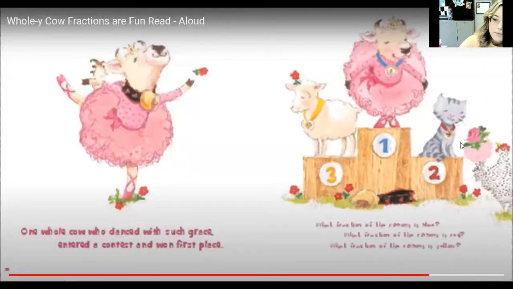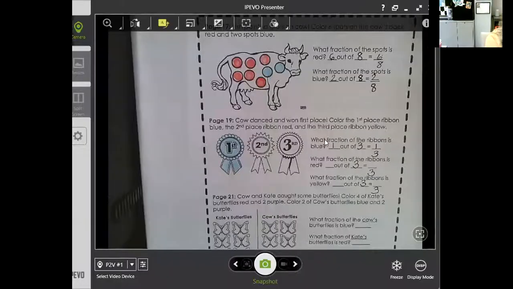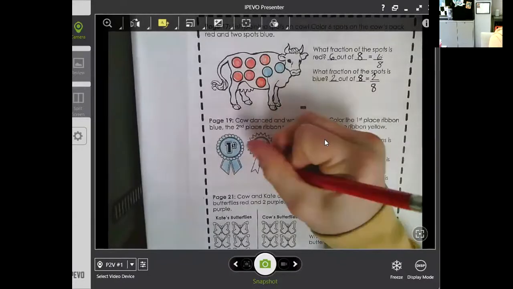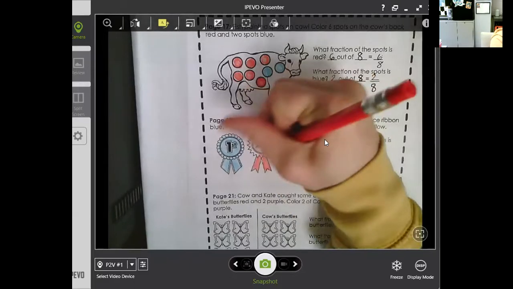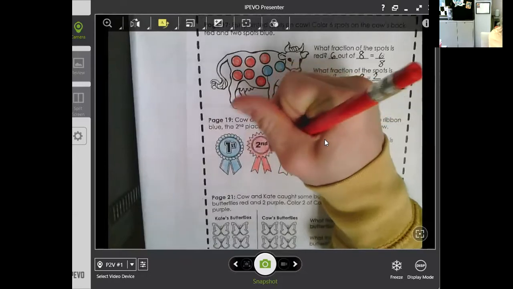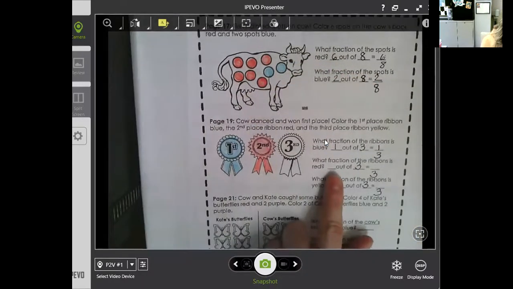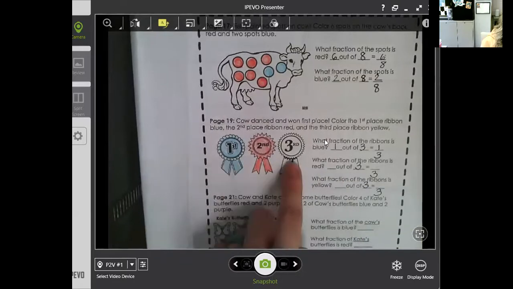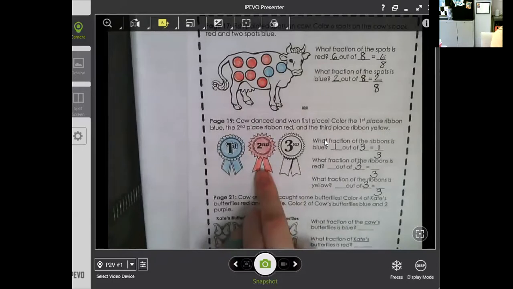All right, so here's our picture again. All right, I have 1 blue. I have how many red and how many yellow? Come back, drop down menu. Yeah, I have 1 red and 1 yellow. Okay, so second place was red. Okay, so what fraction of the ribbons are red? 1, 2, 3 ribbons. 1 of them is red. 1 out of 3.